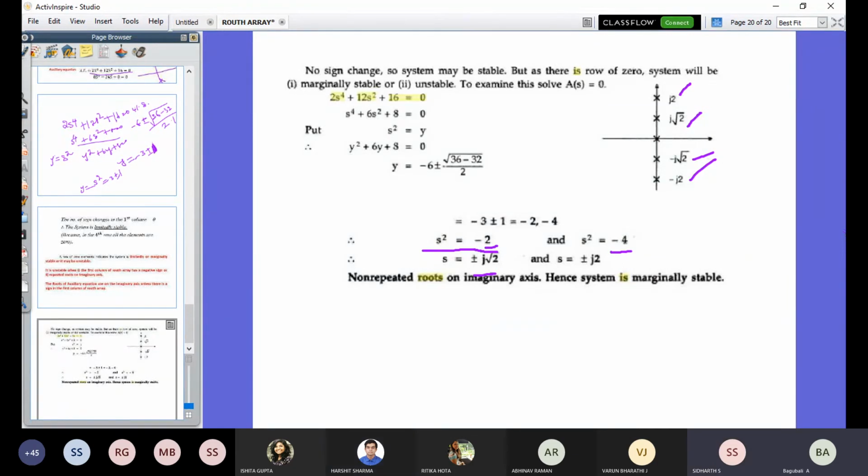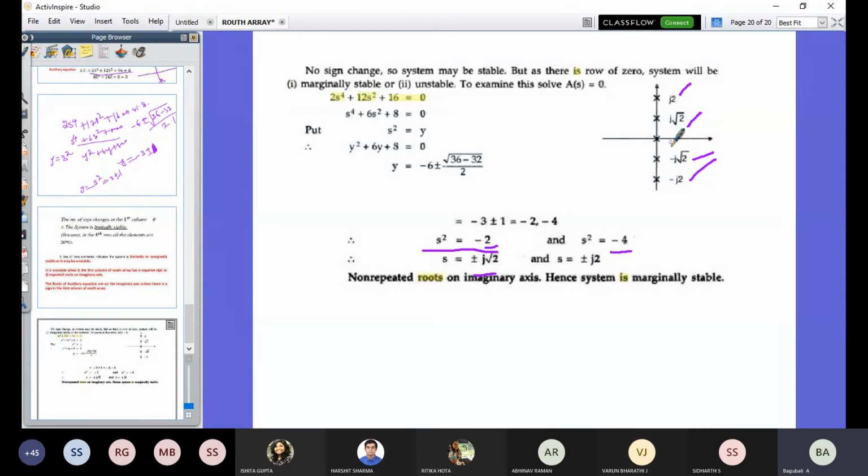Marginally stable. Marginally stable system. Do you understand the criteria for how we are going to determine the roots? Any doubt? So this is the way we determine the system stability.